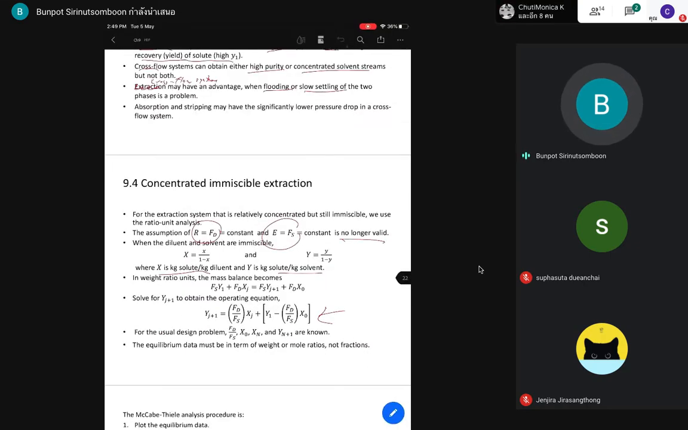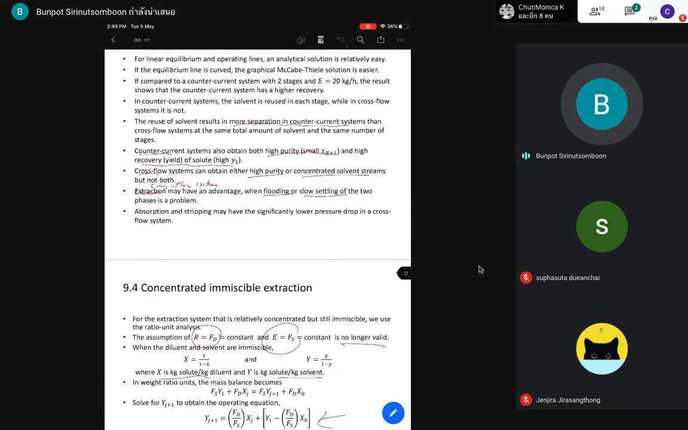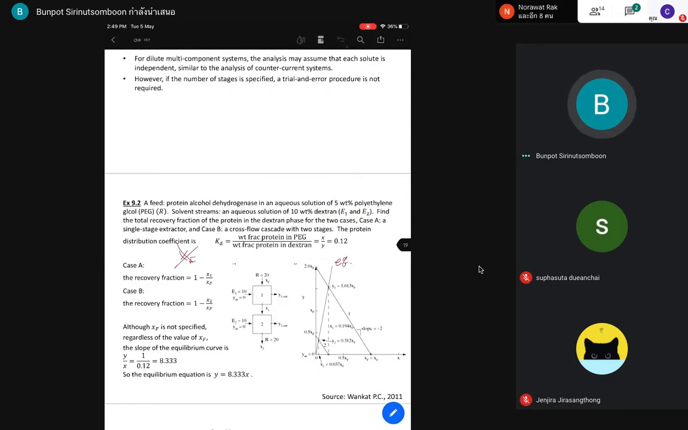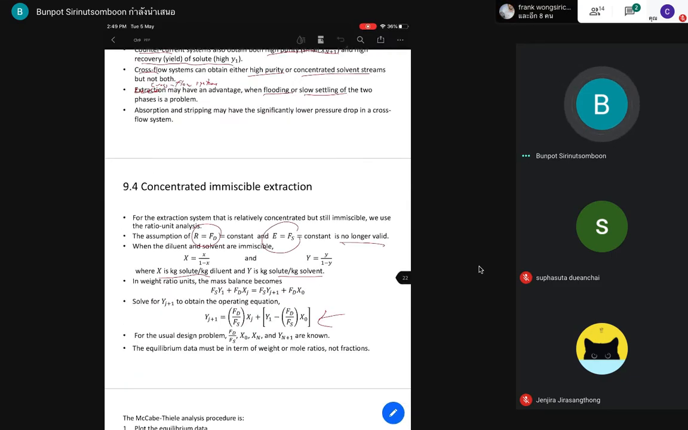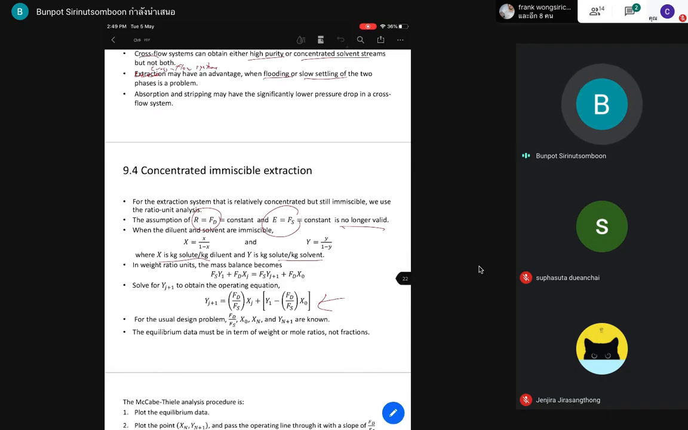And again, for these techniques, we assume that the system is dilute. When it's dilute, the raffinate flow and the extract flow are kind of constant. When you assume dilute solute in your system, then R and E don't change. But if your system has a highly concentrated solute, then you cannot say that R and E are constant. Instead of using R and E, you have to use FD and FS.